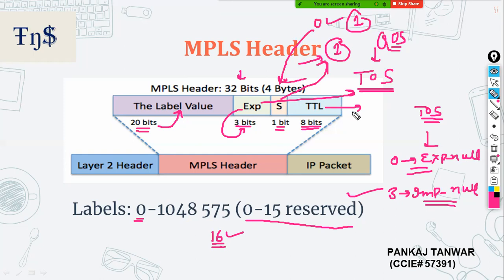So this was all about the MPLS header. It was of 32 bits, and the placement of the MPLS header is just between the layer 2 header and layer 3 header. So that is why sometimes it is also referred to as 2.5, just because of its placement.